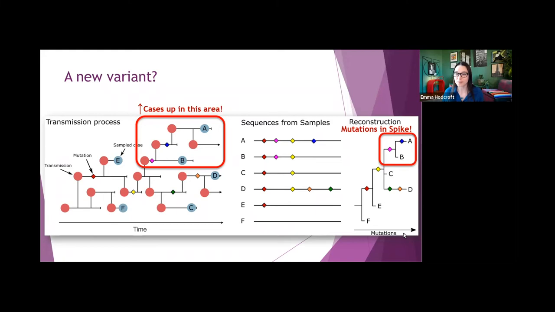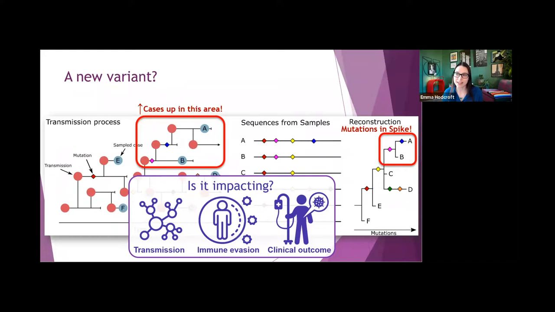Well, mostly what we're interested in, particularly for the WHO definition, is things that impact how we're going to handle the pandemic. So in particular, changes in how transmissible the virus is, changes in immune evasion or vaccine efficacy, and changes in clinical outcomes. So how many bad outcomes, how much mortality do we see from this variant?